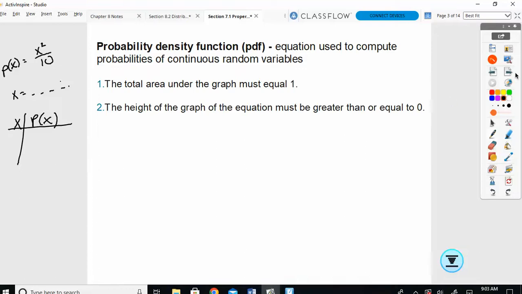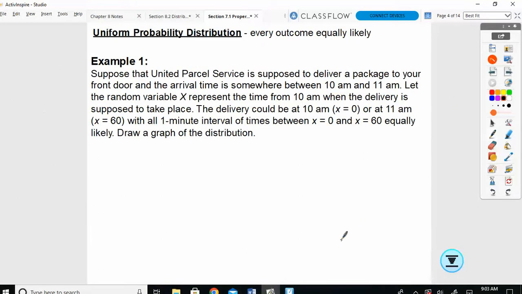So I want to take a look at one of these and try to draw a graph for it. This one is a uniform distribution. Every outcome is equally likely here. We don't see uniform distributions very often because most of the time everything doesn't have the same probability, but this is a scenario when it might. Suppose that United Parcel Service is supposed to deliver a package to your front door, and the arrival time is somewhere between 10 a.m. and 11 a.m. Let the random variable x represent the time from 10 a.m. when the delivery is supposed to take place.